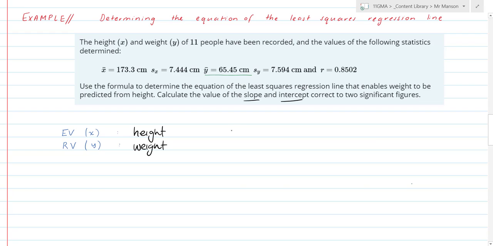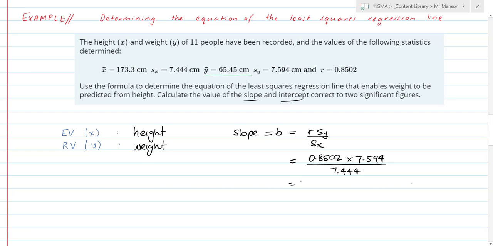And remember, we have to calculate B before we calculate A. So our slope equals B, and according to the formula above, that's equal to r Sy over Sx. So I put that in my calculator: r times Sy, which is 0.8502, times Sy, which is 7.594, over Sx, which is 7.444. I'm not worried about rounding in this case. They're just the values that have been given to me, so I've had no effect on that.